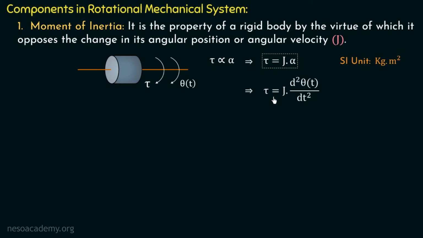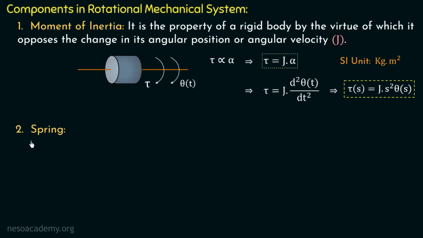Now let us try to apply Laplace transform on both the sides. So if we apply Laplace transform, we will have tau s equal to J multiplied with s squared theta s, where theta s is the Laplace transform of theta t and tau s is the Laplace transform of tau. J is a constant, hence it will remain as it is. In this way, we have the torque equation as tau s equal to J multiplied with s squared multiplied with theta s. This is an important equation. We will be using this torque equation while dealing with the rotational mechanical systems.